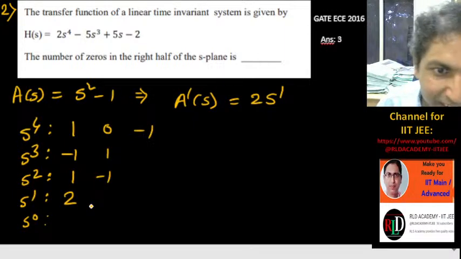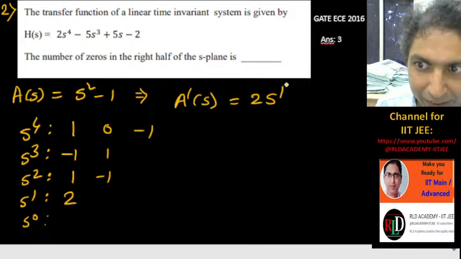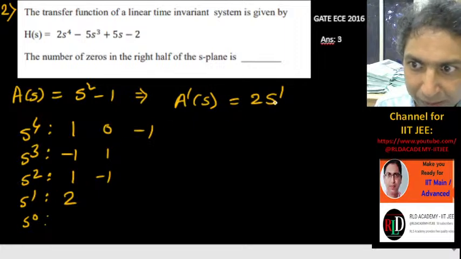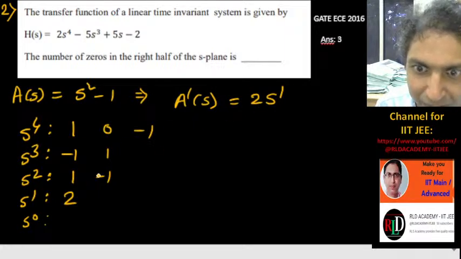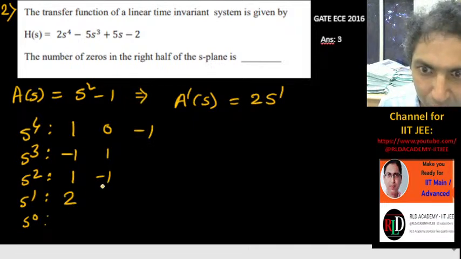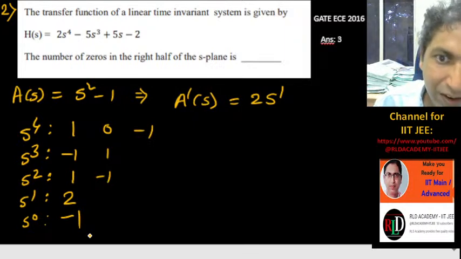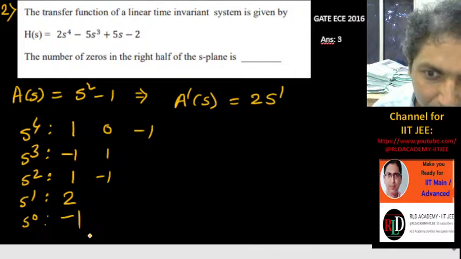So first take the derivative of the auxiliary equation, then you will get one less power. Earlier it was s square, so obviously you will get s to the power 1, and its coefficient should be placed here. Then we will continue, and the rest, this minus 1, is coming here. So your total Routh-Hurwitz table is complete.